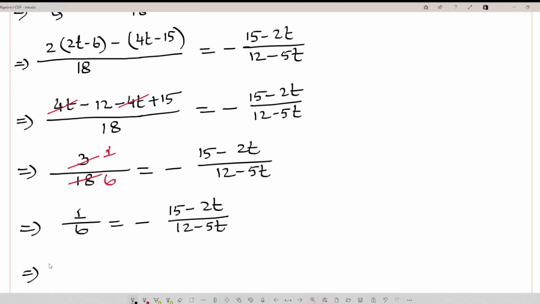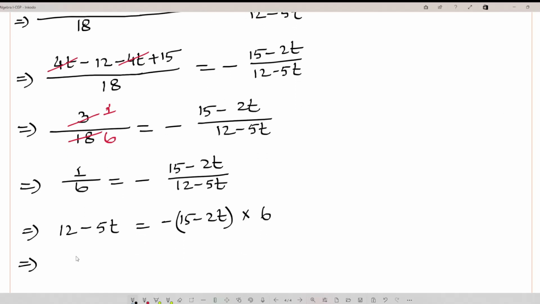Now cross multiplication, we can write 12 minus 5t equals to minus 15 minus 2t, okay, times 6. Now here is 12 minus 5t equals to minus and minus 6 and 15, it will be minus 90, and minus plus 12t, okay?